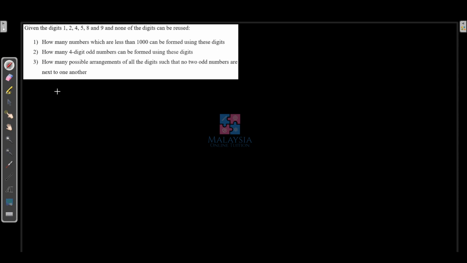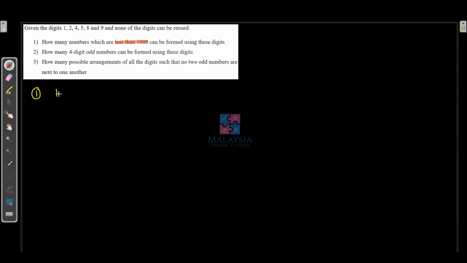For the first question here, given the digits 1, 2, 4, 5, 8, and 9, and none of the digits can be reused, for part 1, how many numbers which are less than 1000 can be formed using these digits? Please be very careful. They say less than 1000, meaning that it can be 1 digit, 2 digits, and of course, 3 digits. It cannot be 4 or more because less than 1000 means 999 or below.